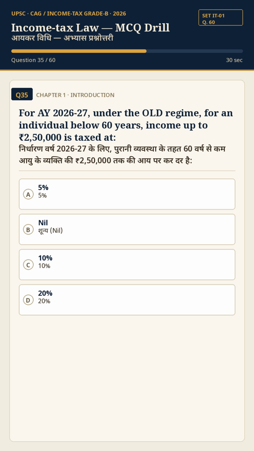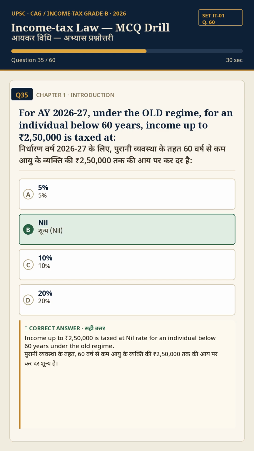Question 35. For AY 2026-27, under the OLD regime, for an individual below 60 years, income up to 250,000 is taxed at nil. The correct answer explanation: income up to 250,000 is taxed at nil rate for an individual below 60 years under the old regime.